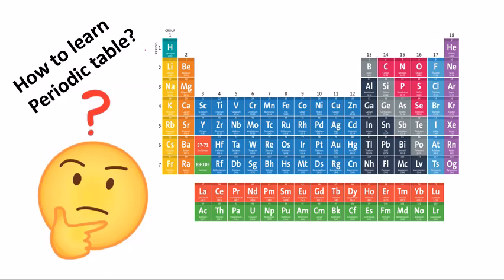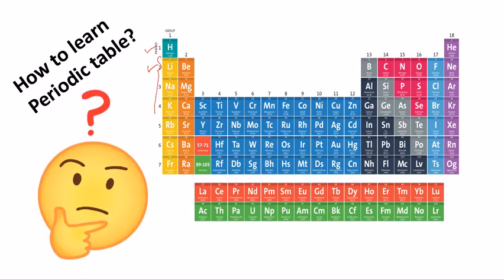First period and second period we have to learn as such. First period is hydrogen and helium, and second period we have lithium, beryllium, boron, carbon, nitrogen, oxygen, fluorine and neon. Then we have to learn from top to bottom, group wise.